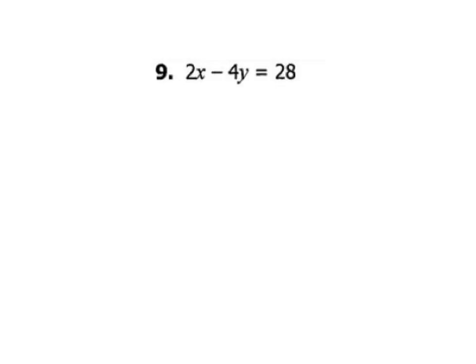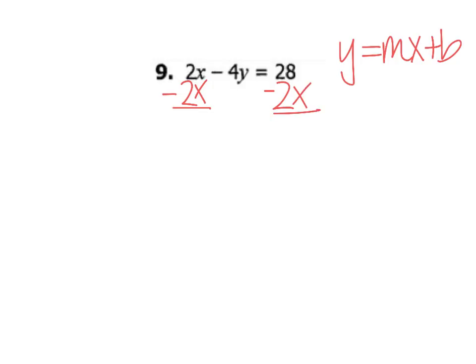All right, number 9. Our goal is to get it in the form y equals mx plus b. So what we should try to be doing is isolating y. We want to get y all by itself on one side of the equal sign. So first thing we want to do is subtract 2x from both sides. These will cancel out. We're left with negative 4y equals negative 2x plus 28.